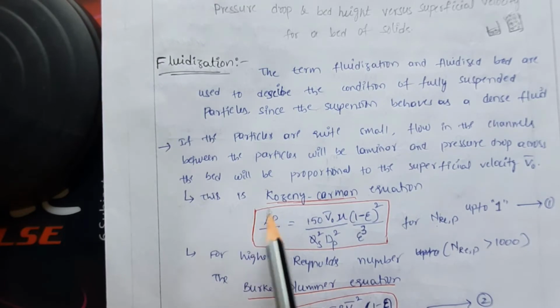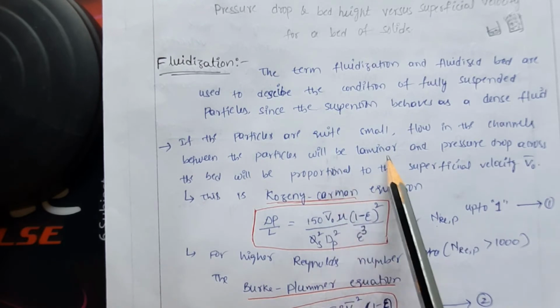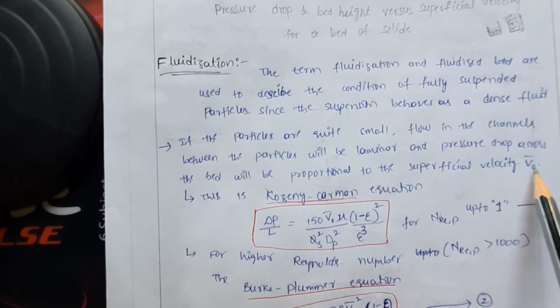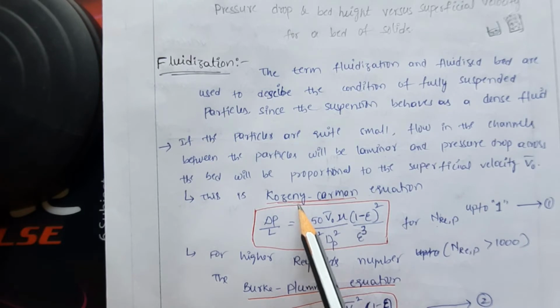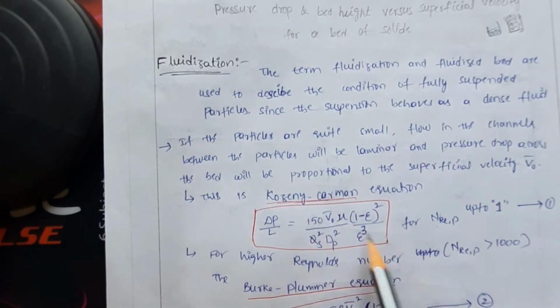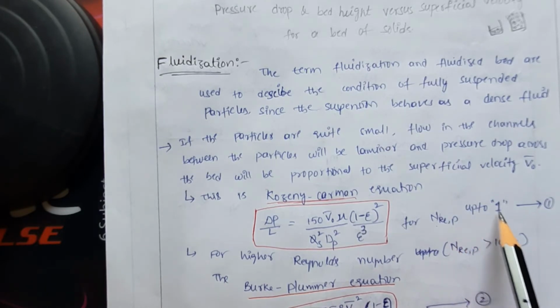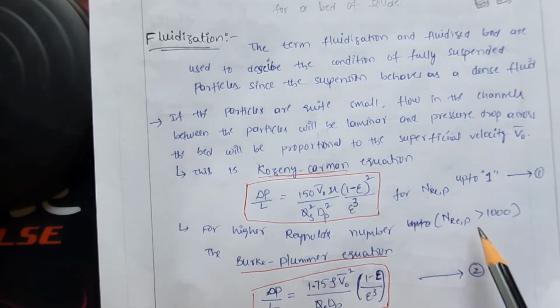Okay, if the particles are quite small, flow in the channels between the particles will be laminar, and the pressure drop across the bed will be proportional to the superficial velocity, that is V bar naught. This is given by the Carman-Kozeny equation. So this is the pressure drop in relation to the superficial velocity, directly proportional in the case of laminar condition. In this case the Reynolds number of the particle will be up to 1. Okay. For higher Reynolds number, the particle Reynolds number will be greater than 1000.